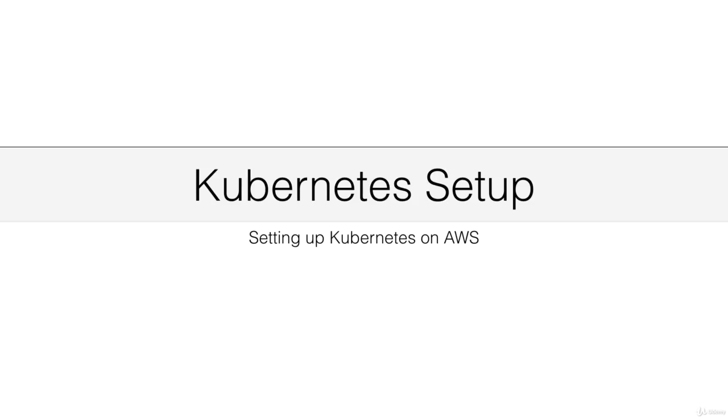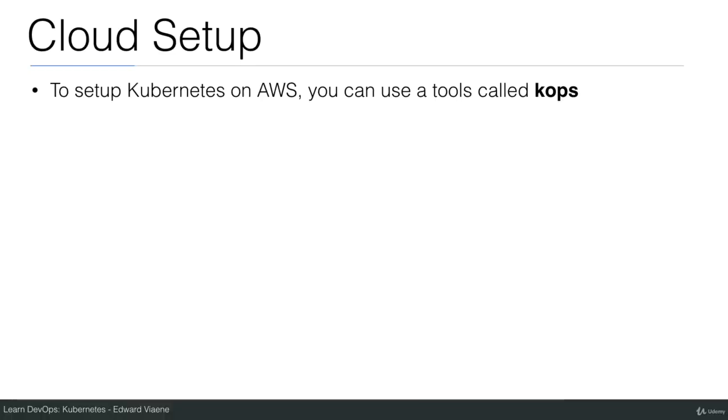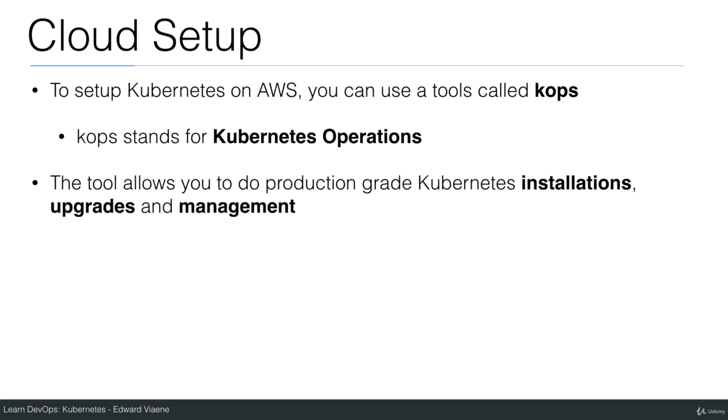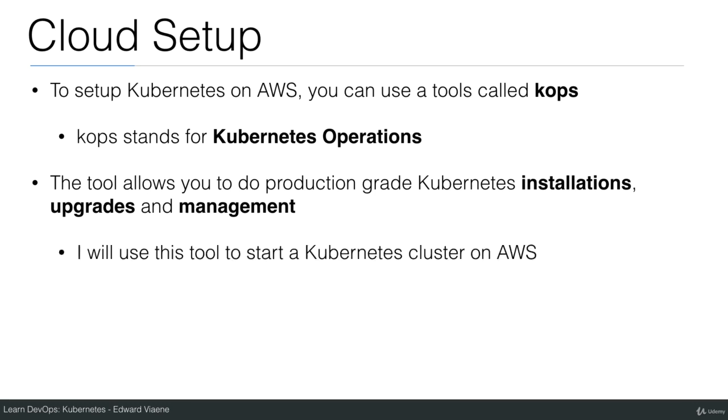In this lecture, I will show you the same setup, but this time on AWS, and I'm going to use a tool called Kops. To set up Kubernetes on AWS, you can use a tool called Kops. Kops stands for Kubernetes Operations. The tool allows you to do production-grade Kubernetes installations, upgrades, and management. I will use this tool to start a Kubernetes cluster on AWS.